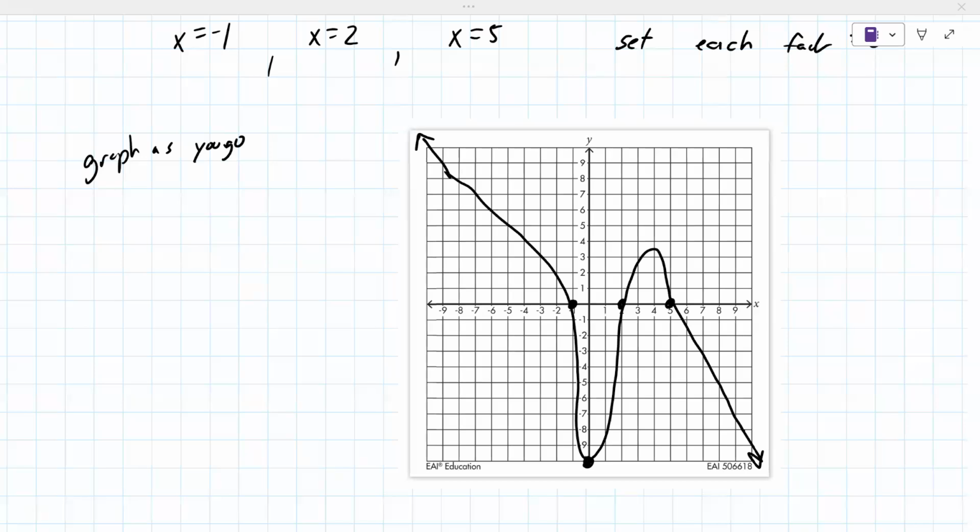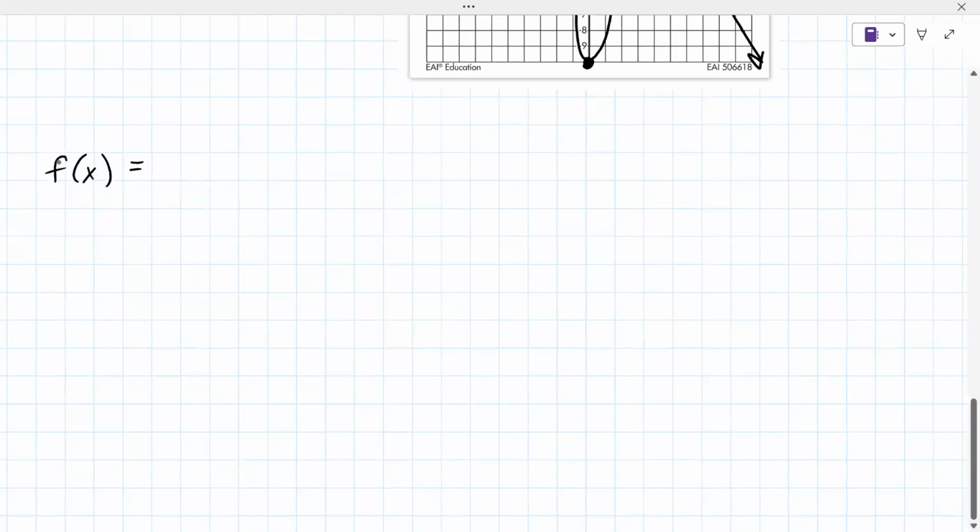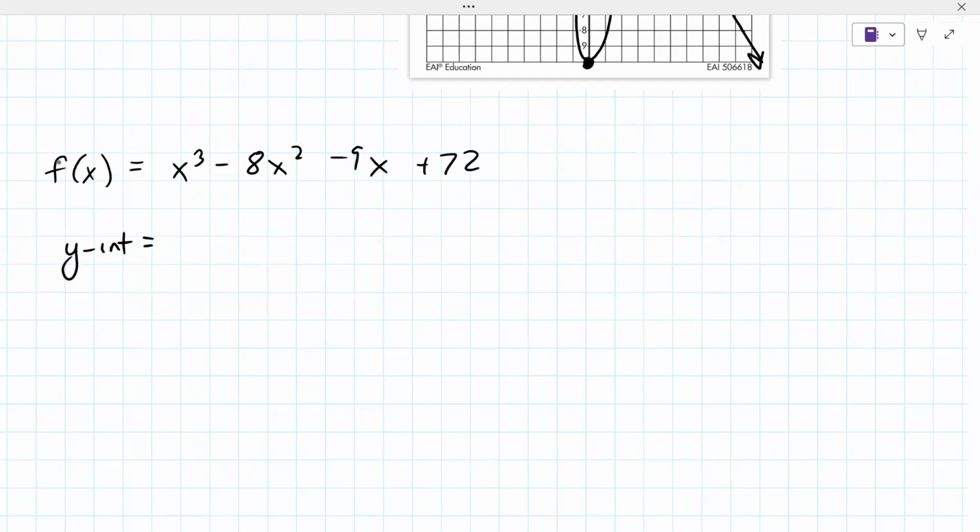So this polynomial is x cubed minus 8x squared minus 9x plus 72. So go ahead and find the y-intercept for me, please. Okay. Let's see. So 72. Okay, so it's an ordered pair, right? It's 0, 72. Okay. All right.